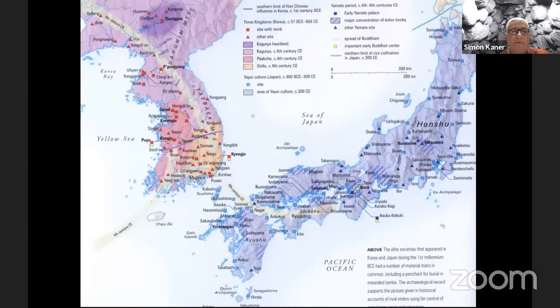Just to situate us geographically, here we have the western part of the Japanese archipelago, the main island of Honshu, the western island of Kyushu, and the Korean peninsula. And what we see here is Japan on the peripheries, if you like, of the Chinese Empire.